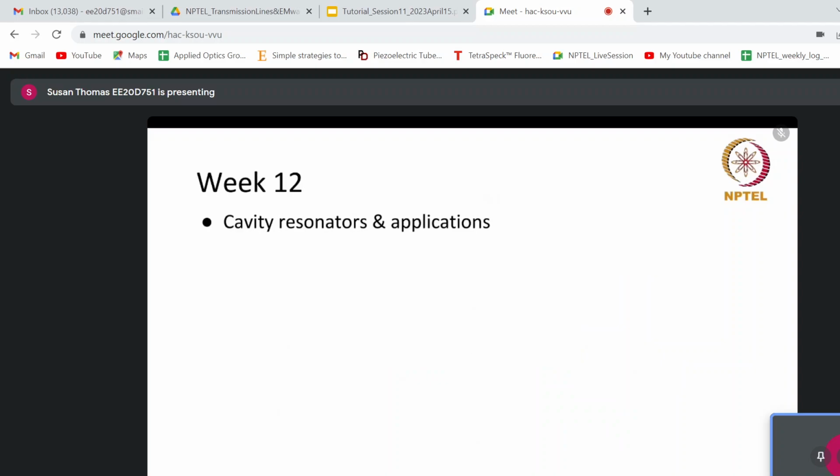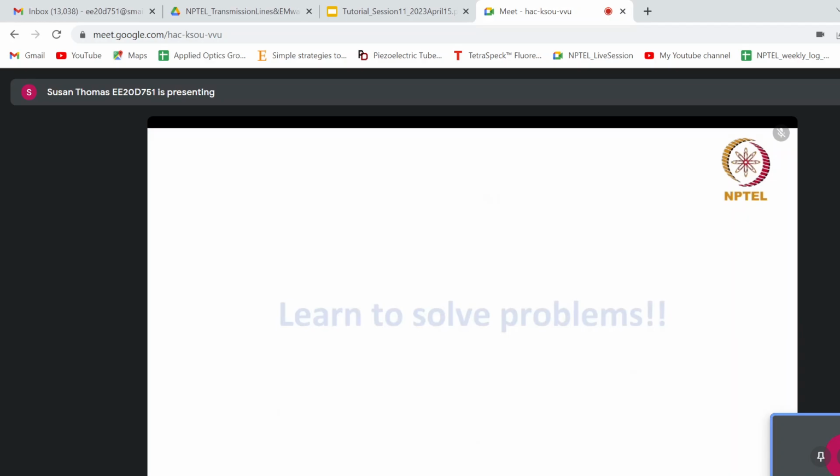As we saw in last week's discussion, that is week 12, the discussion was on cavity resonators and their applications. Cavity resonator is an extension of a rectangular waveguide, and you have seen that video. You might have gone through the video lectures, and you could have got the idea of what a cavity resonator is, and some practical real life examples have been discussed in the video lectures. So let's move on to solving some sample questions.